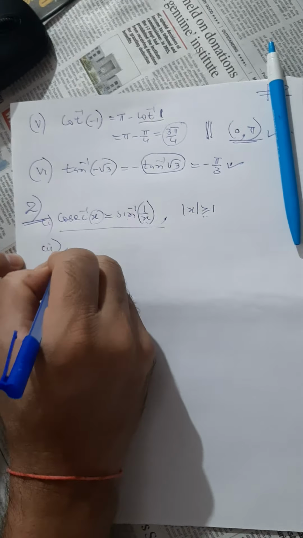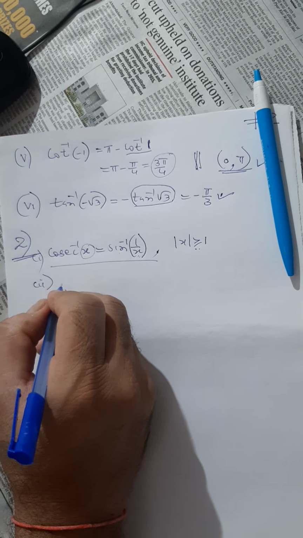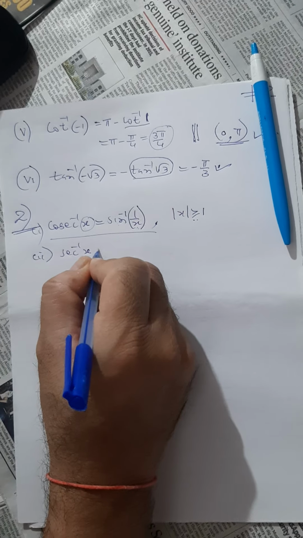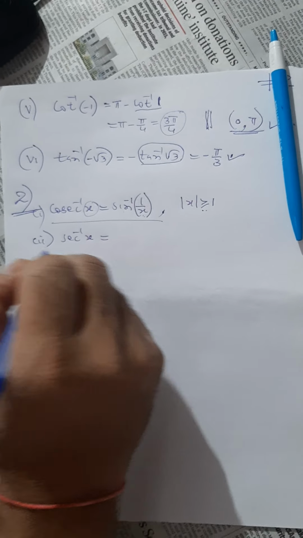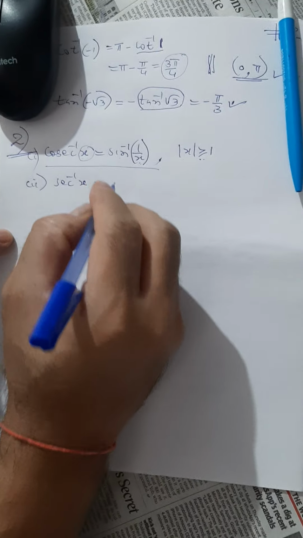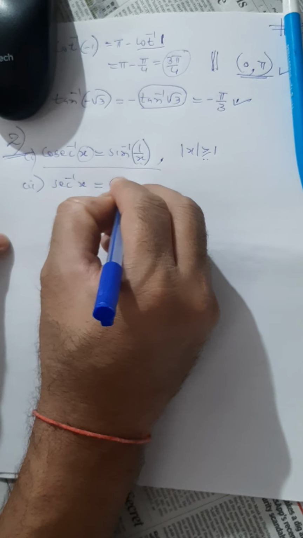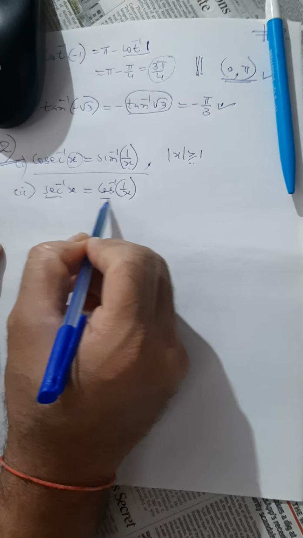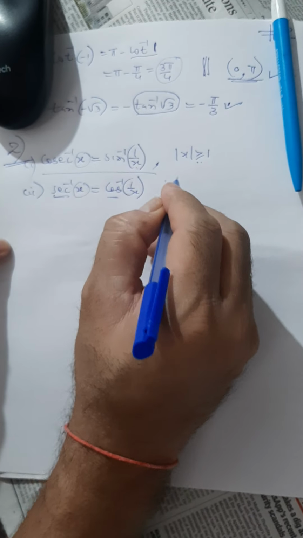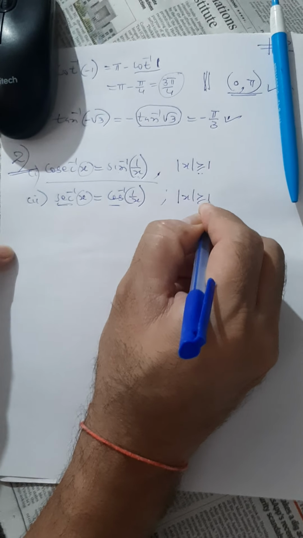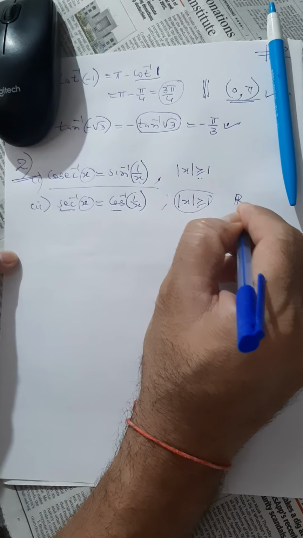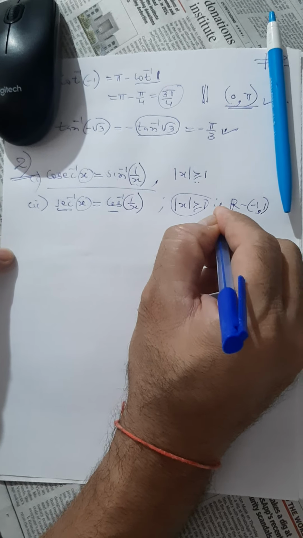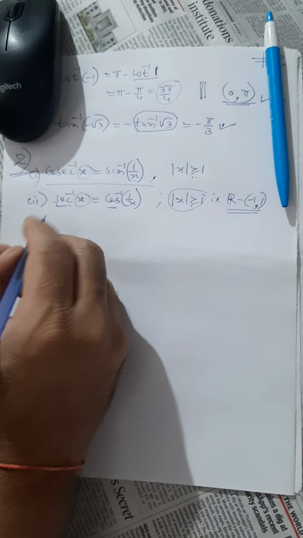Second one, for example sec inverse x, you can write as cos inverse 1 by x. So if you want to convert sec inverse into cos inverse, just take the reciprocal of the angle, where again x is from the domain. This means R minus the open interval -1 to 1. This is the precise meaning of this one, remember.